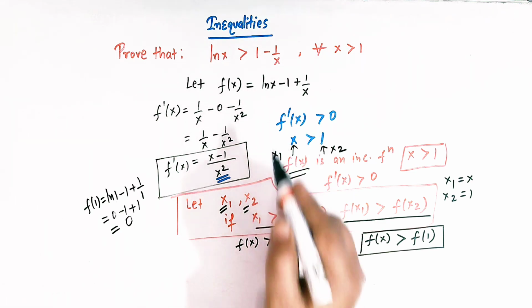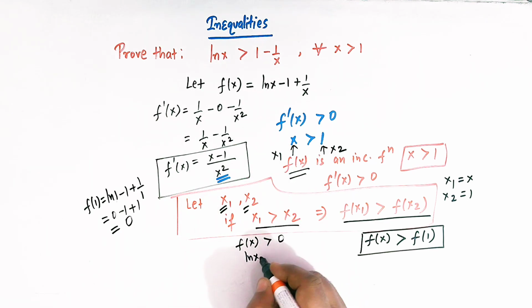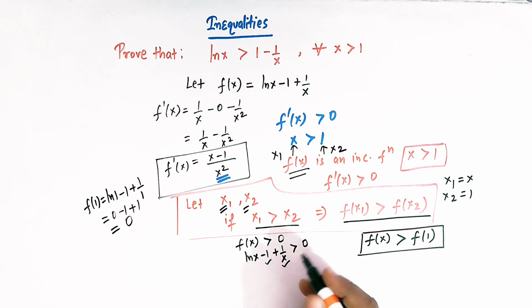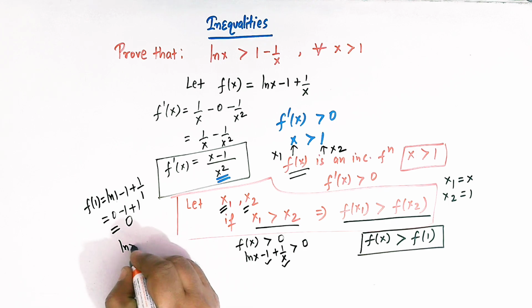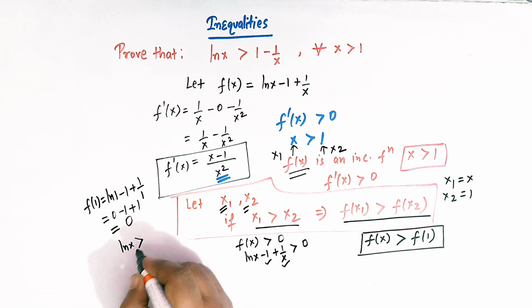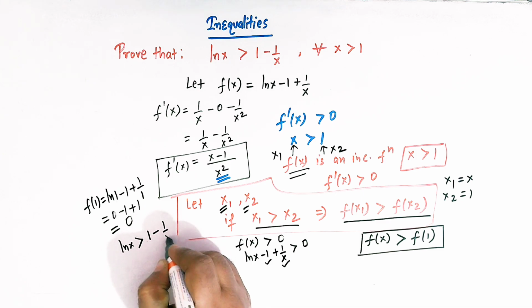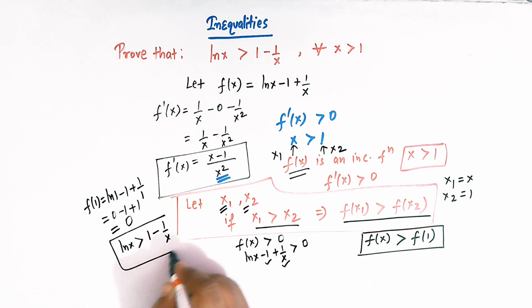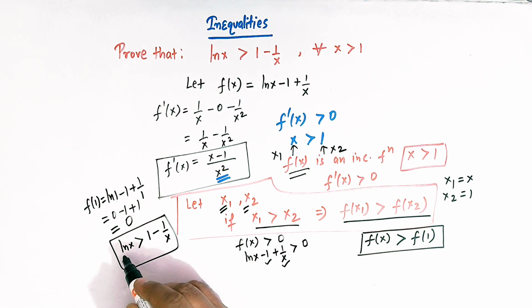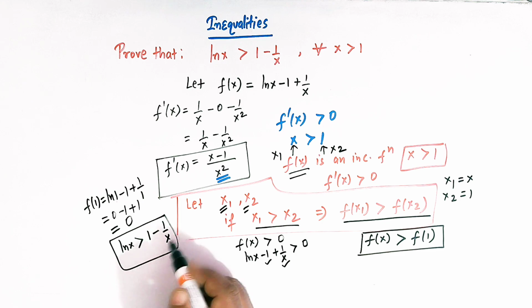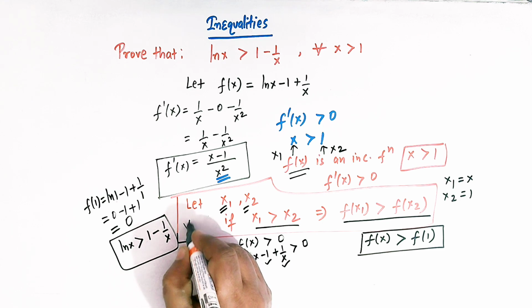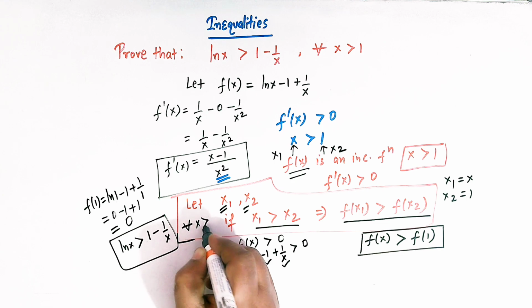Now taking f of x as log of x minus 1 plus 1 over x, this is greater than 0. Taking these two terms to the right hand side, we can write log of x is greater than 1 minus 1 over x, and this is the required inequality. So we have log of x greater than 1 minus 1 over x for all values of x greater than 1.